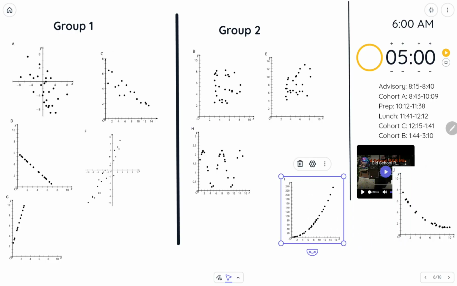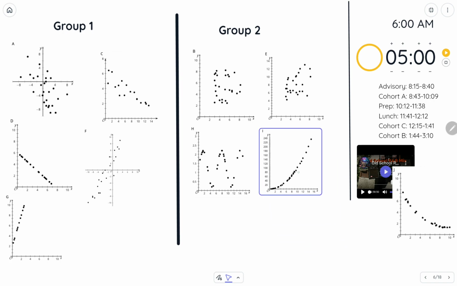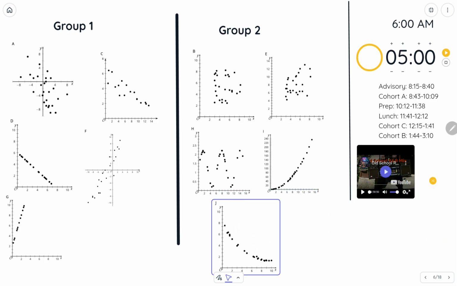For I, again, it makes a curve, so I can't really draw a line through it. So let's put that over here too. It's kind of funky, along with J.